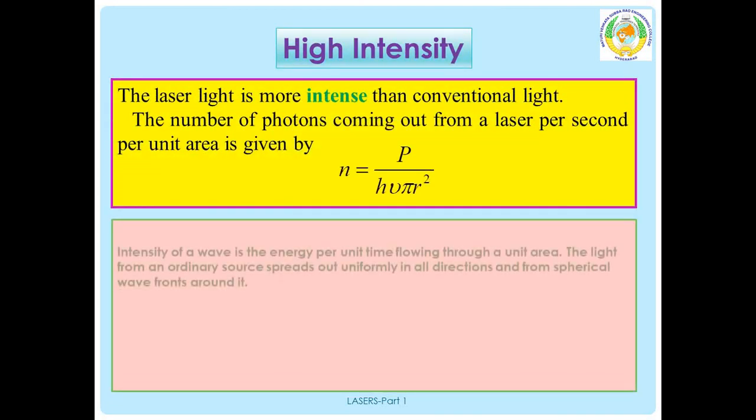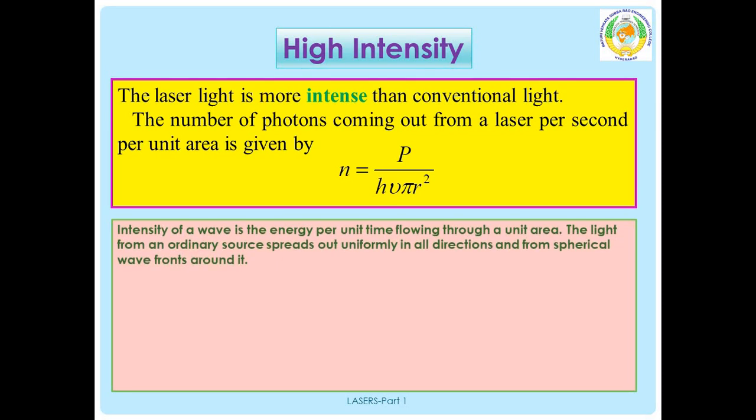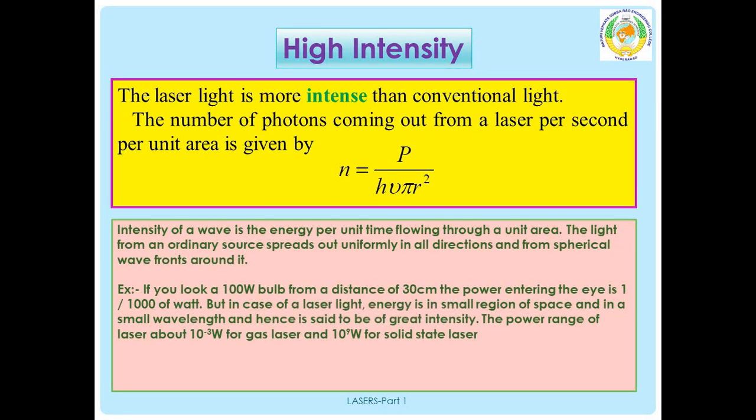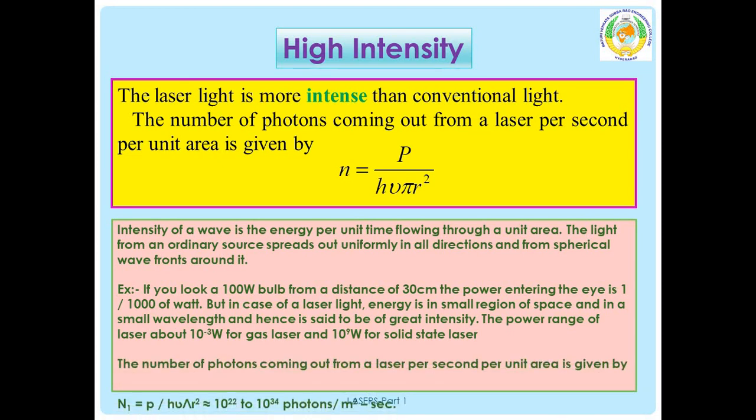Then the third one, we will talk about the intensity of the laser light. The laser light is more intense than conventional light. How do we measure it? It is with respect to the number of photons coming out from a laser per second per unit area, which is given by n equals P divided by h nu pi r squared. So the intensity of a wave is the energy per unit time flowing through a unit area. This is how we measure it.